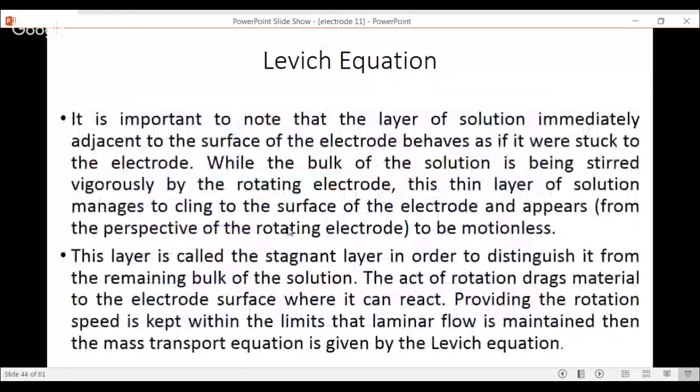This act of rotating drags material to the electrode face where it can react. Providing the rotation speed is kept within the limits that laminar flow is maintained, then the mass transport equation is given by the Levich equation. Whereas in cyclic voltammetry or any other polarography and other techniques, it is the diffusion current.